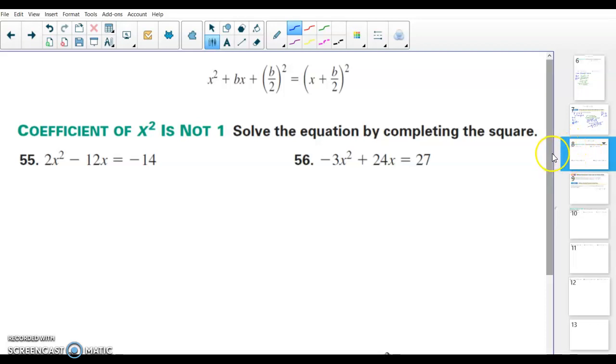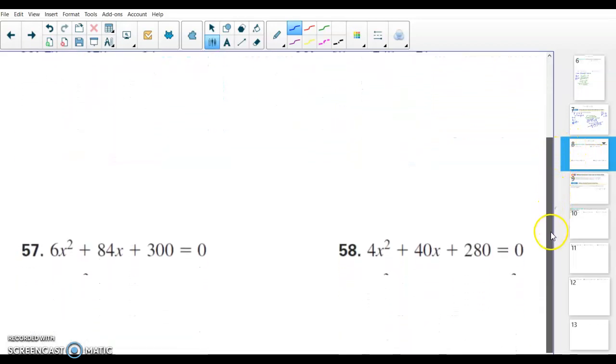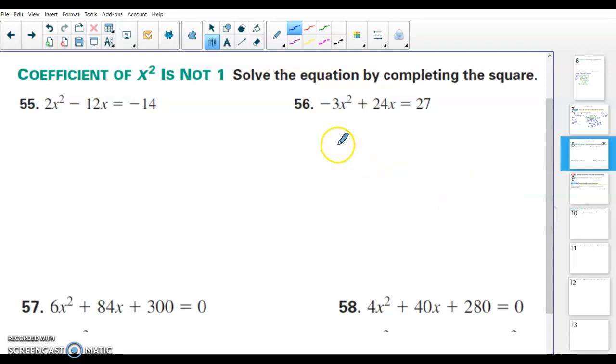So you're going to practice these problems here. Again, getting rid of that coefficient at the front, in this case dividing by negative 3, divide by 2, divide by 6, and divide by 4.